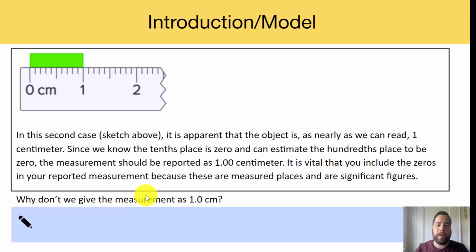Again, remember, our calibration for this device is 0.1 centimeters. That is why it's important. Why don't we give the measurement of 1.0 centimeters? Let's go ahead and answer that.